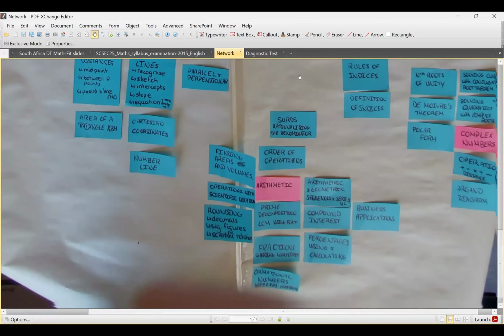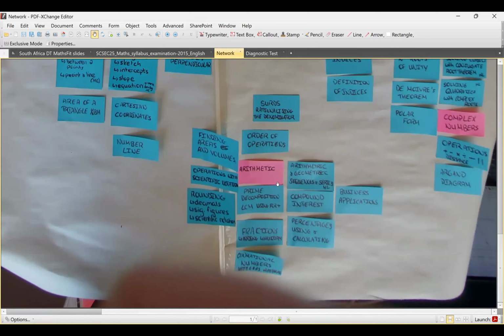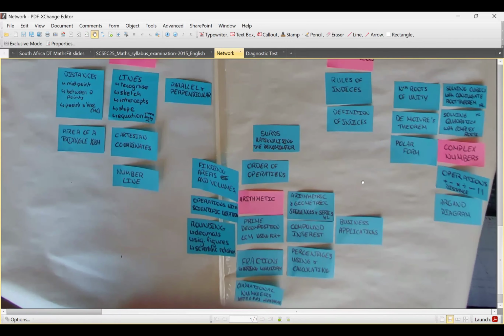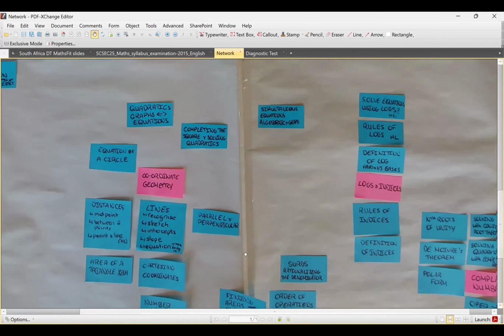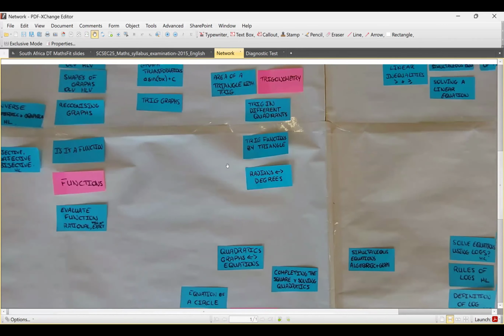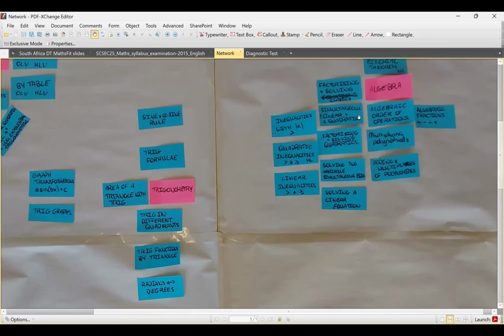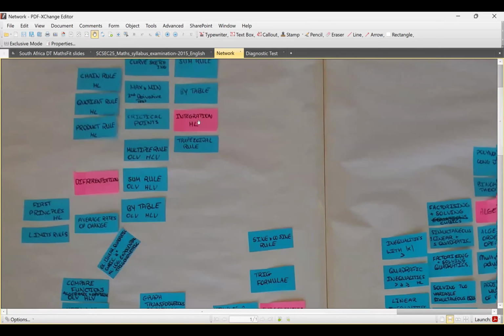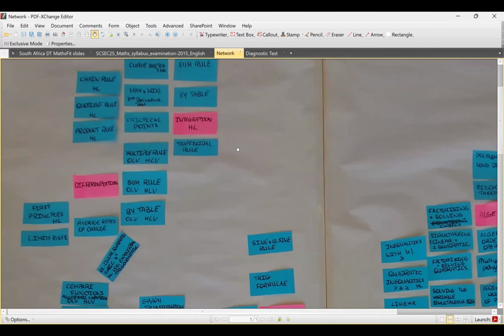So eventually we settled on the pink bits as the areas of the question. So we have arithmetic, complex numbers, logs and indices, coordinate geometry, functions, trigonometry, algebra, differentiation and integration. And we just moved things around on a bit of paper until we were happy with what we had. You can do all this on a computer, but somehow I felt we did better work just being able to look at everything on the table.